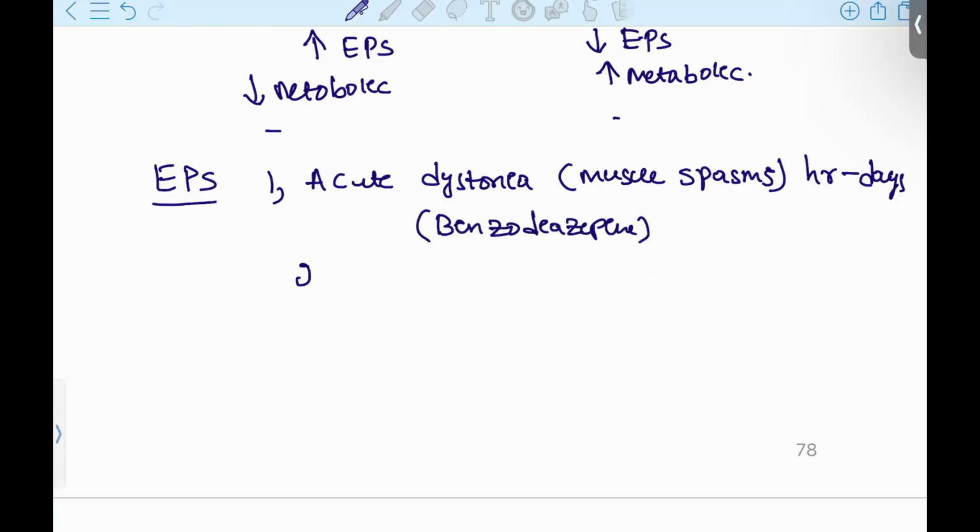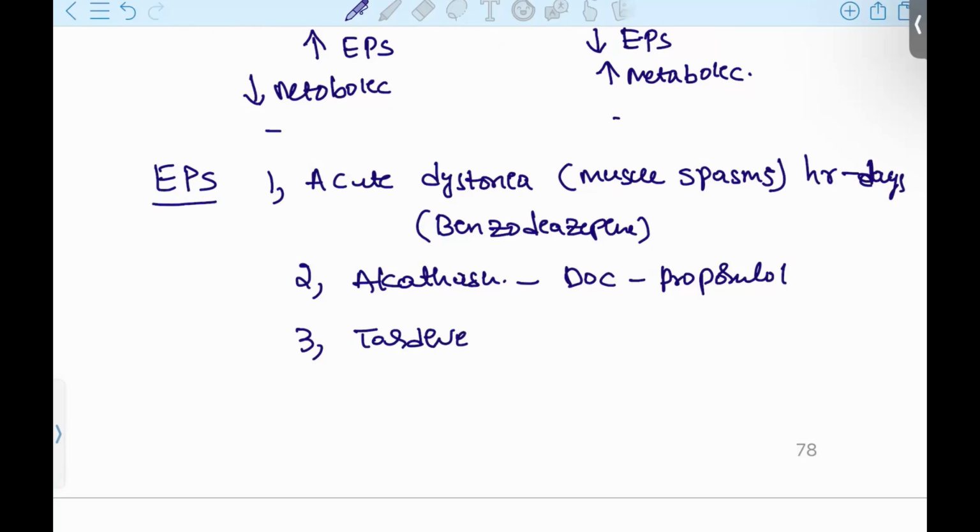Next, the second symptom is akathisia. So in akathisia, the patient will mostly have restlessness, that is the common symptom. And for this patient, the drug of choice is a beta blocker like propranolol. Next, the third one is tardive dyskinesia.